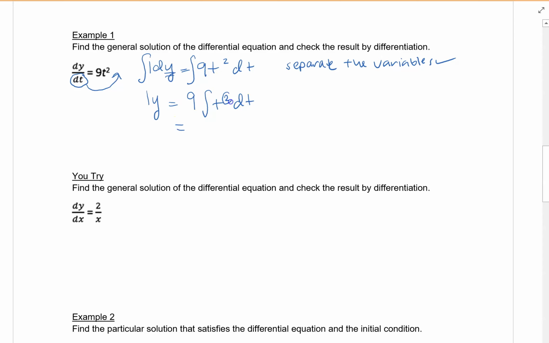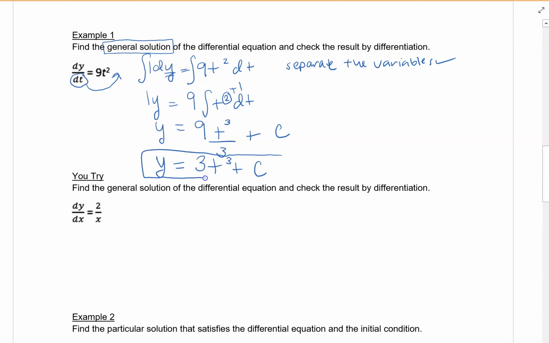This is going to be a simple power rule, so I'll do 9 times t cubed over 3, because you add 1 to the power and divide by it, plus my constant of integration. And then I simplify. So 9 divided by 3 is 3. So my general solution, that's all it's asking for here, would be 3t cubed plus c. So our final answer is solving for y, whose derivative was shown.